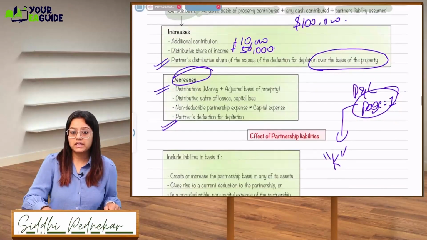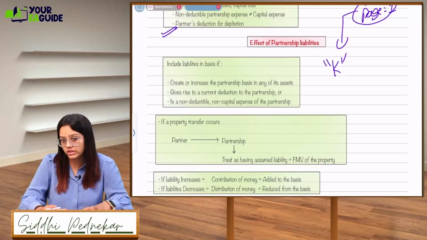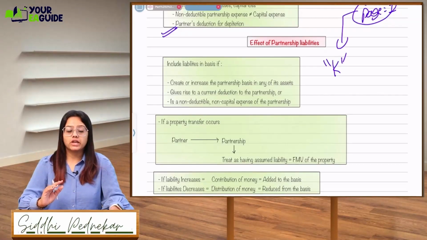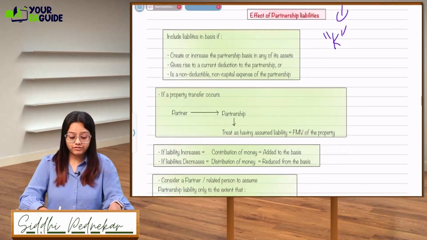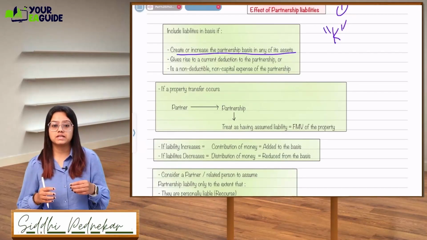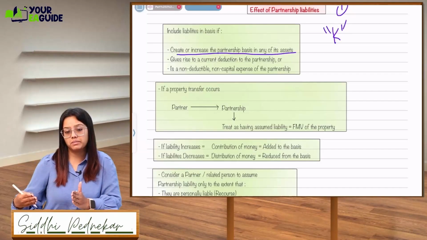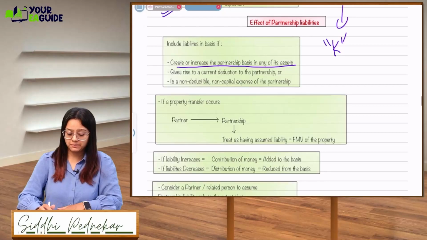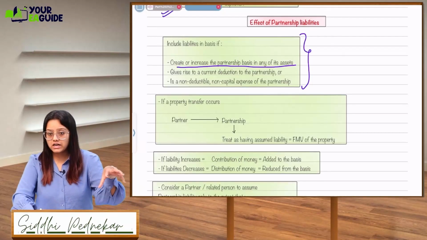Okay, got it, guys? So the effect of partnership liability: how and when you are going to include it in the basis, and what all things will be done. So include liabilities in the basis if it creates or increases the partnership basis in any of its assets, or gives rise to a current deduction, or is a non-deductible non-capital expense of the partnership. Simply remember this thing: whenever there is a liability which you are incurring for a partnership firm, that will be increasing your basis in the partnership firm.